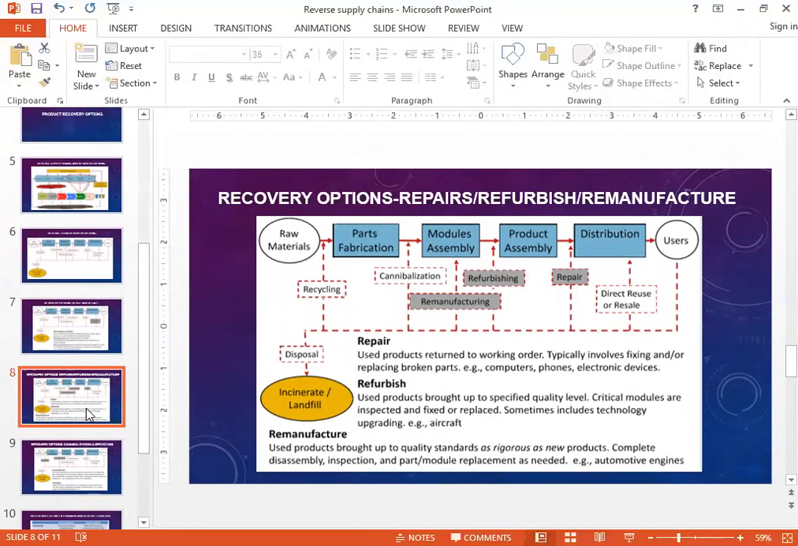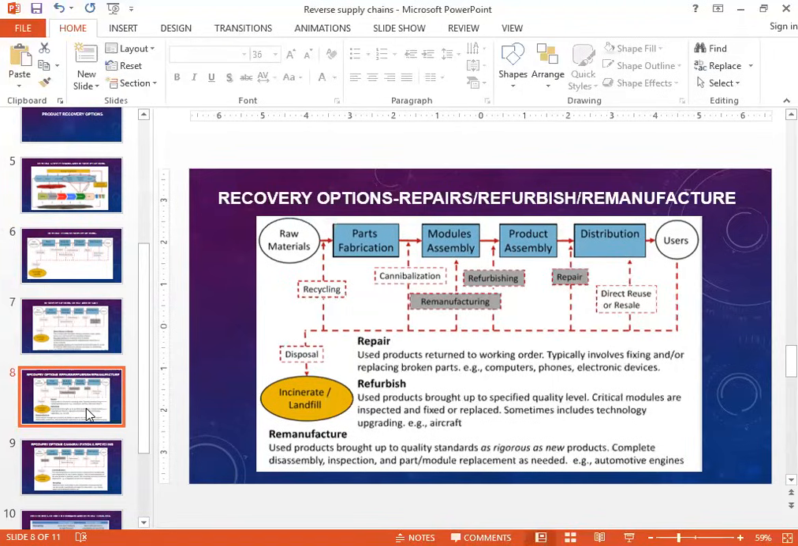Okay, let's look at another couple of strategies that companies can use for goods that have been returned. All right, let's look at the first one, repair. This is when used products are returned to working order. It typically involves fixing or replacing broken parts, for example, computers, phones, and electronic devices. Pretty understandable, but after I read you the definition, I will also give you some examples of each one of these.